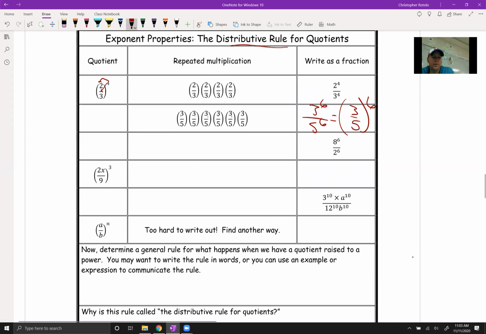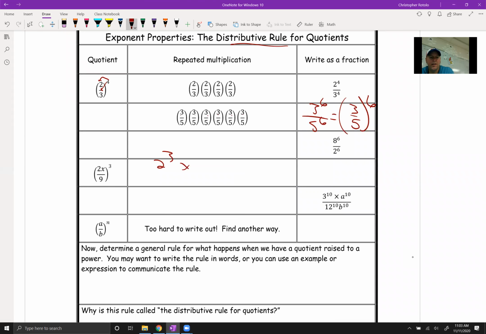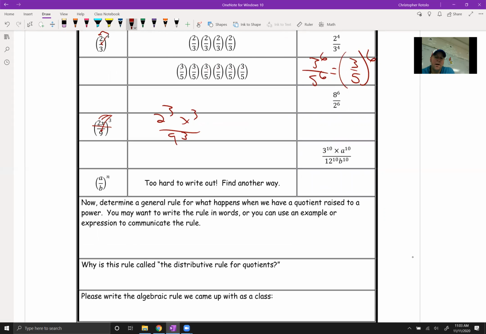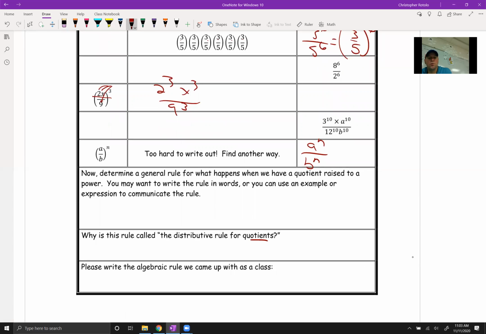Let's jump down to this one. So that means I need 2 to the 3rd, x to the 3rd, and 9 to the 3rd. Okay, so we're going to distribute not only to our top, we talked about that one earlier, but also to the denominator for anything else we need to do. All right, so here we wouldn't know which one's going on. So it is a to the nth, b to the nth, and that's good enough for our distributing rule for quotients. Quotient, remember, that means divide.